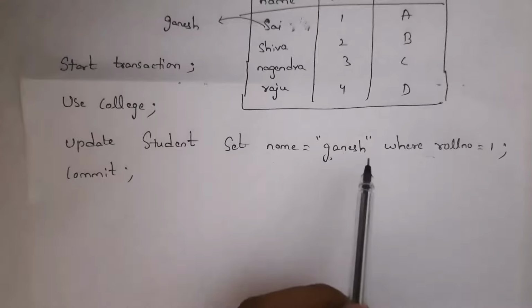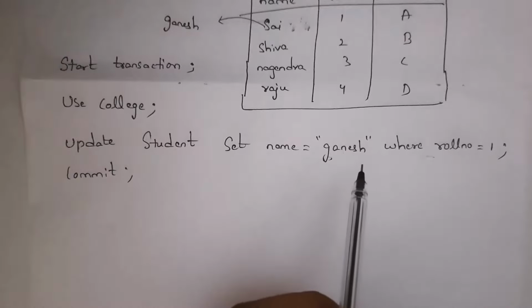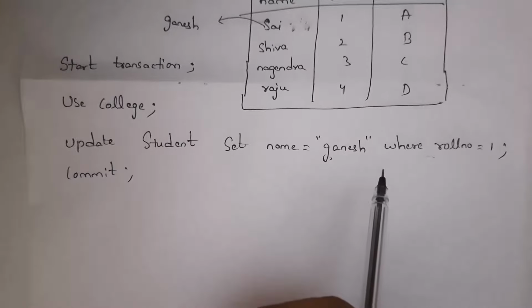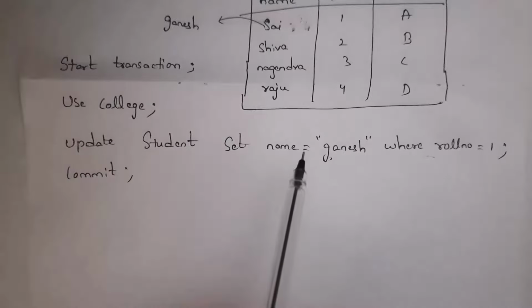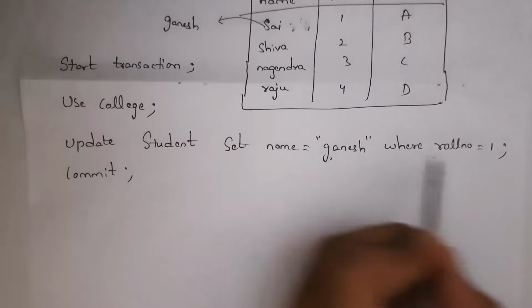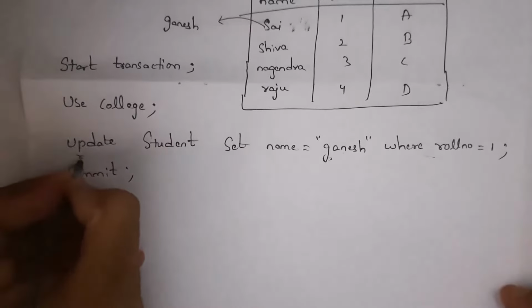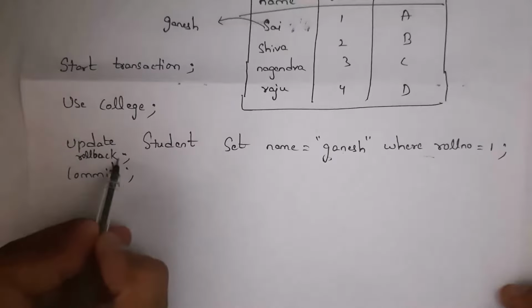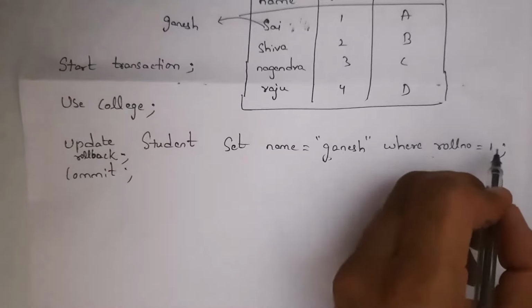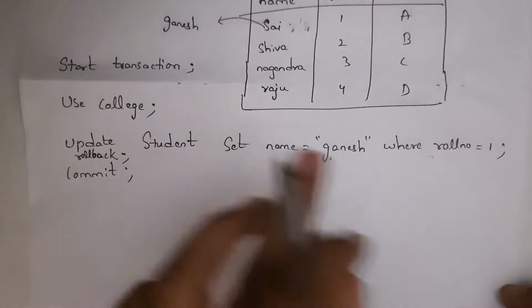I wrote this transaction. Now I changed my mind. That is, I don't want to change the name Sai to Ganesh. Now I want to undo this transaction. In order to undo any transaction, you can use rollback. So just after writing this transaction, write rollback and give a semicolon and click enter. Whenever you write rollback, it will undo this operation. That is, this operation will not take place.